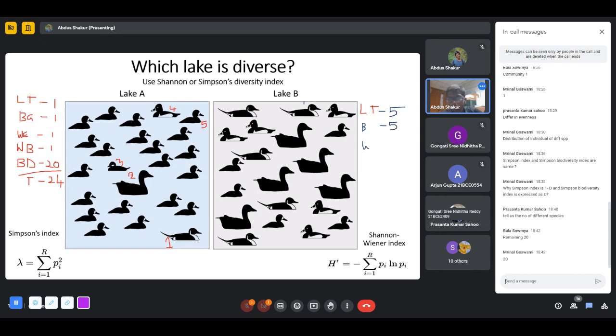Next, WE, white ear. I don't see anything. Do you see anything? No, nil. Zero. Or we can just leave it blank. We don't need to write that at all, but I'm just writing it. So what about white belly? Do you see any white bellies? One, two, three, four, five. Yes, five. What about black duck?